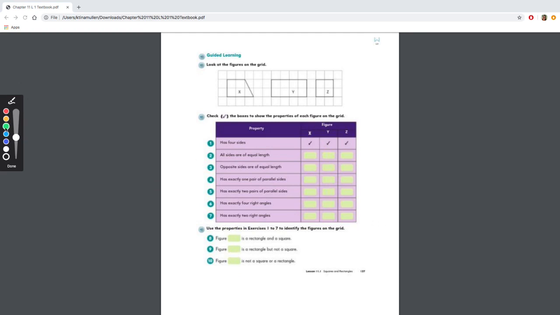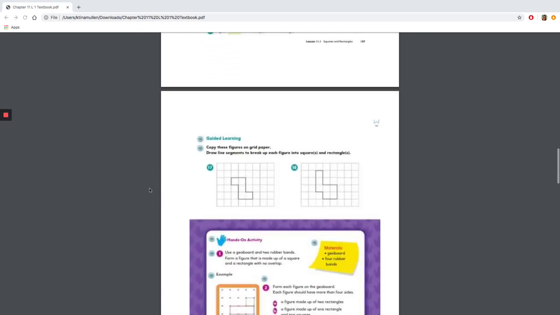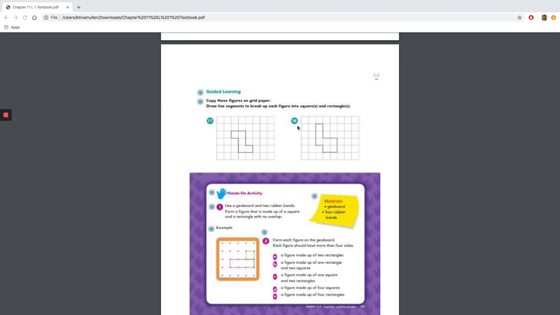All right, I'm going to zoom through. In your workbook, you have these questions where they'll give you a figure and they want you to split it into rectangles and squares. So I think you'll be pretty good at that. Like this one, there's different ways to do it, but there's a square, here's a rectangle, and here's a square. Okay, that's one way you could split it.